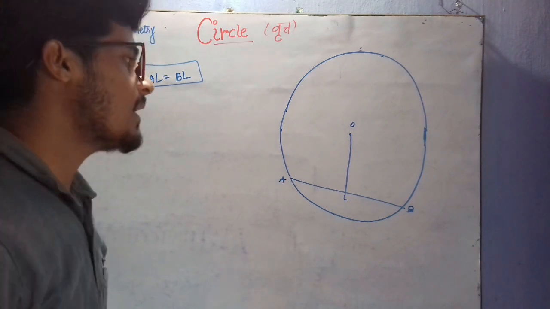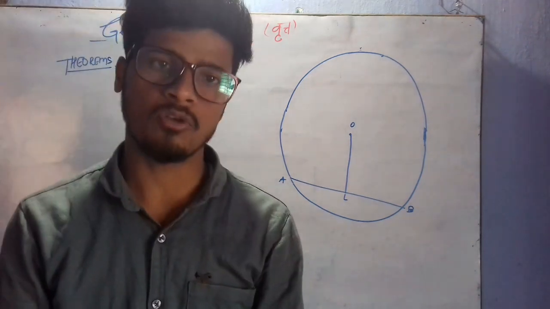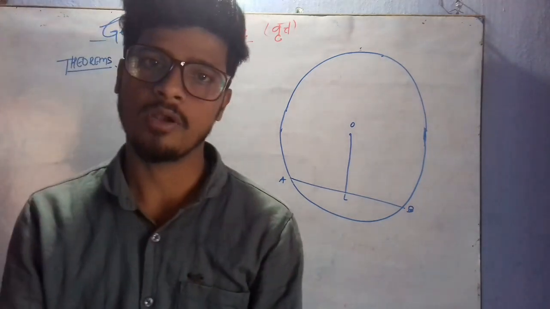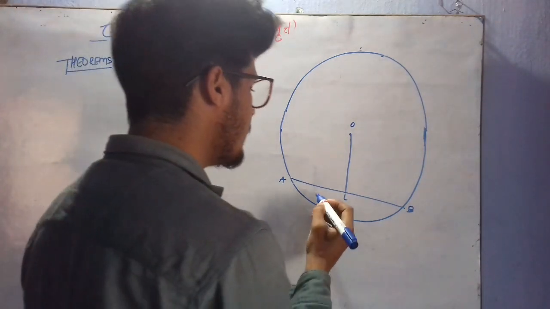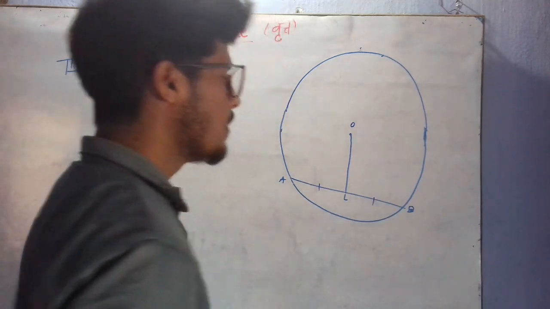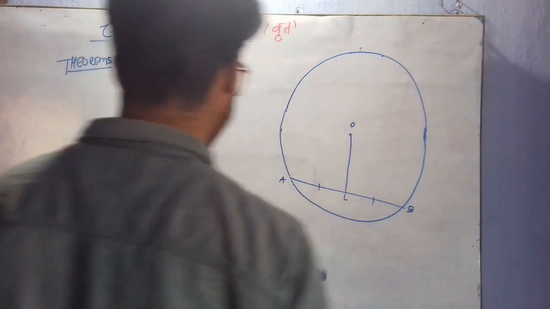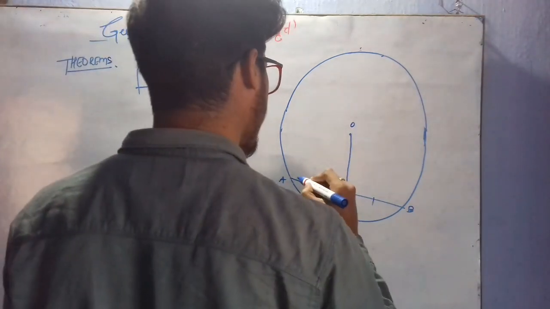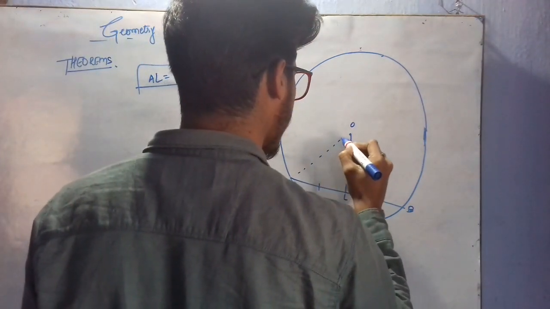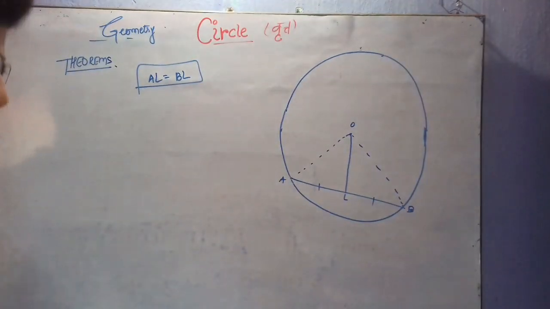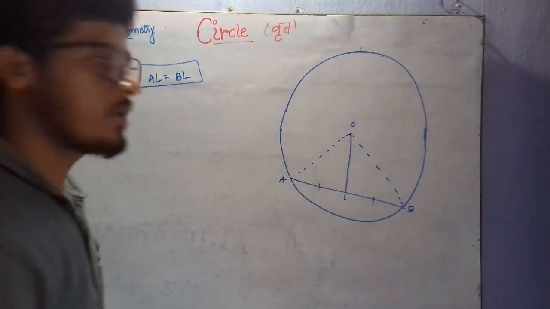Okay, it says that if a perpendicular is drawn from the center to the chord, the perpendicular divides the chord into two equal halves. Means this and this side will be equal. Let's prove this. If you join OA and OB, you will get two triangles.